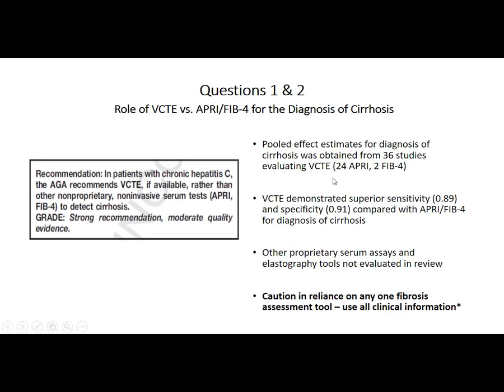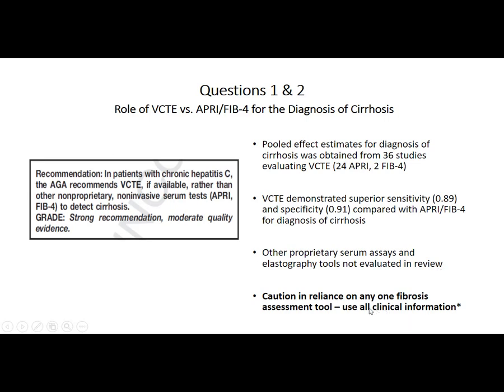So this was obtained from 36 studies of VCTE, 24 with APRI and 2 with FIB4. And the sensitivity and specificity were significantly superior, 0.89 and 0.91, compared with the APRI and FIB4. We did not look at the serum assays because, as you probably know, most of those are kind of all over the place and usually read really high.